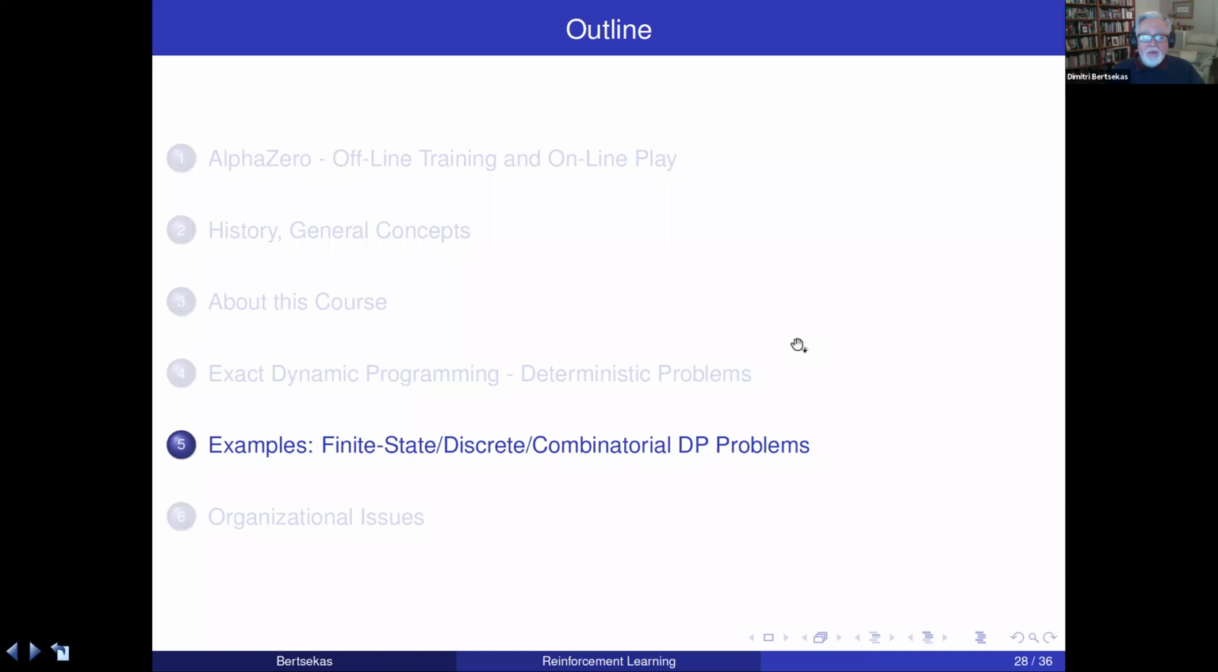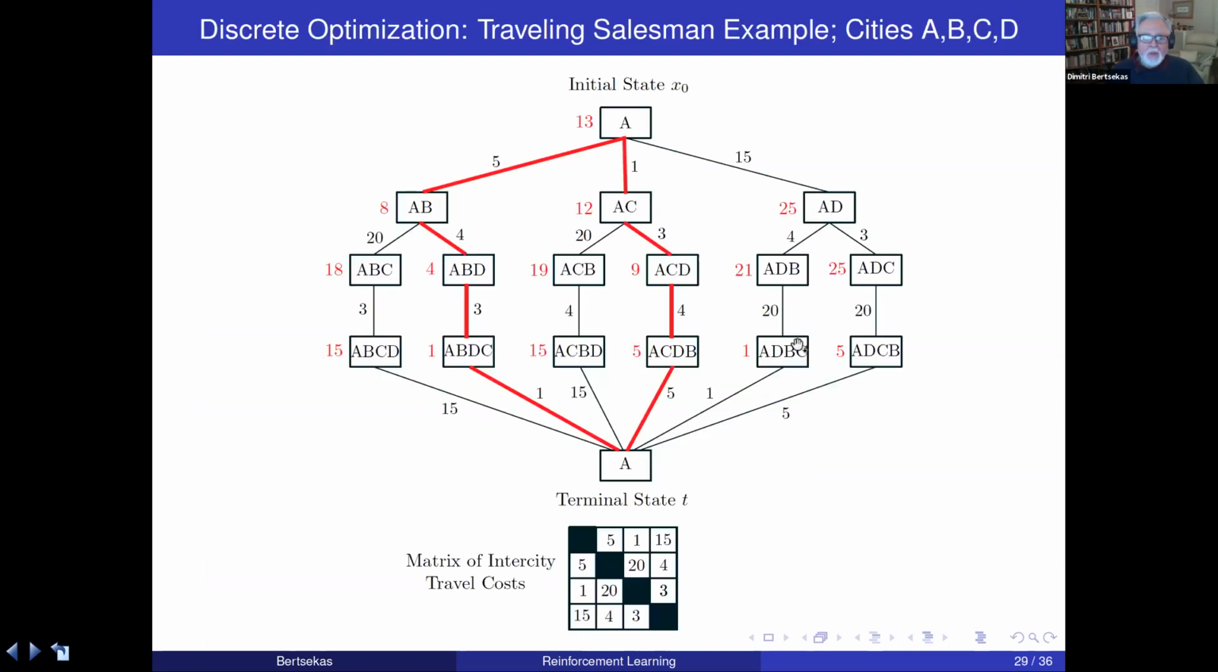Okay, so here's another finite state discrete combinatorial example, which is so small that we can solve it with exact dynamic programming. And this is a traveling salesman problem. The traveling salesman problem, you probably have heard of it, involves a number of cities, and you can go from one city to the other at a certain cost. And the traveling salesman problem is to construct a tour whereby you go through every city once and only once. It's a classical combinatorial problem, and we can address it by dynamic programming.